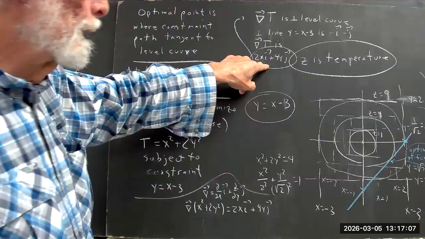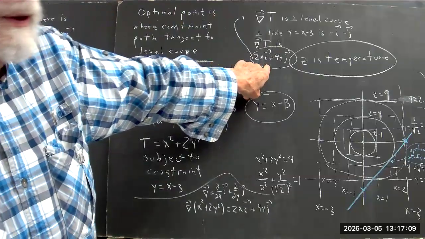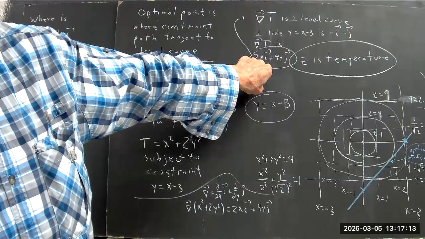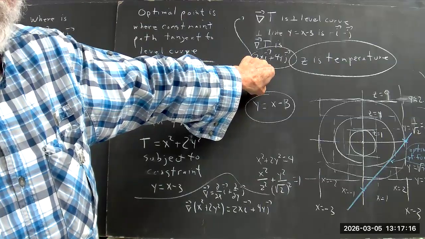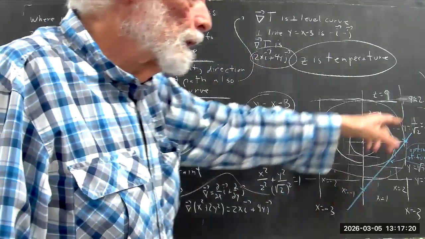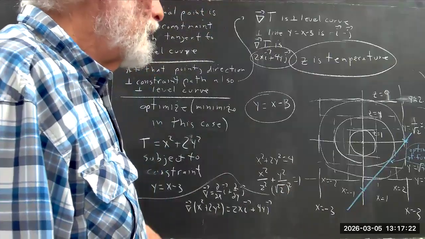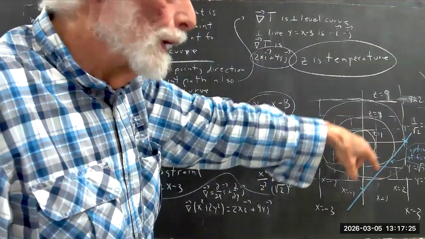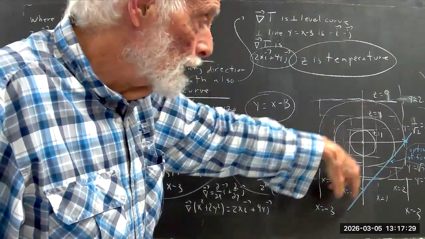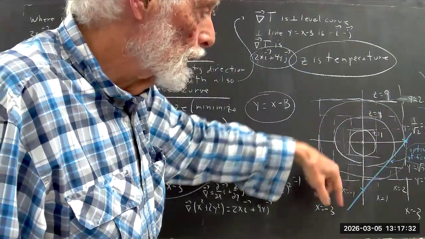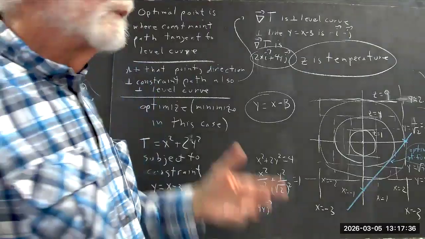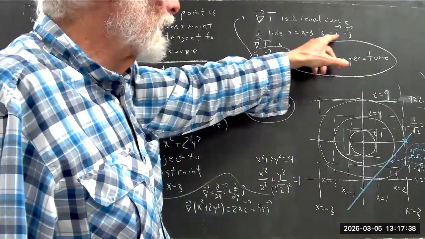Perpendicular to the level curve is a gradient. I'm sorry, perpendicular to the level curve is the gradient of the target function, the temperature function in this case. And perpendicular to the constraint path, we'll do that in a minute. The formal way you do this, if it's not a straight line, but in this case the constraint path is a straight line with slope 1, perpendicular to that is slope -1. Well, you translate that as a vector, i minus j.